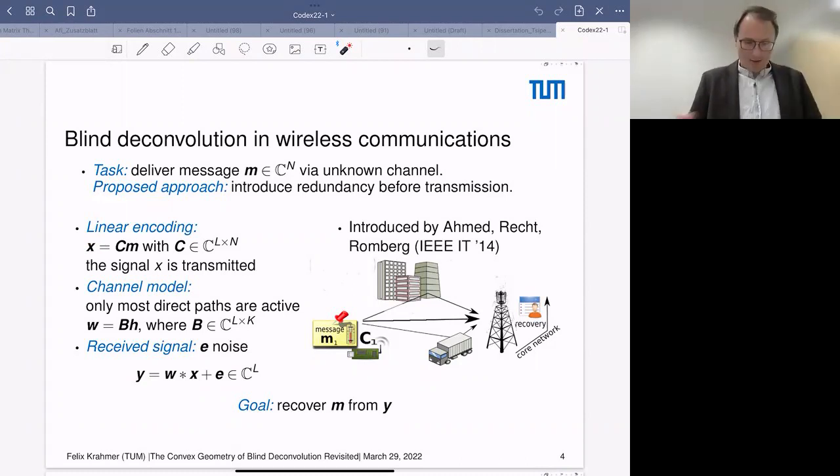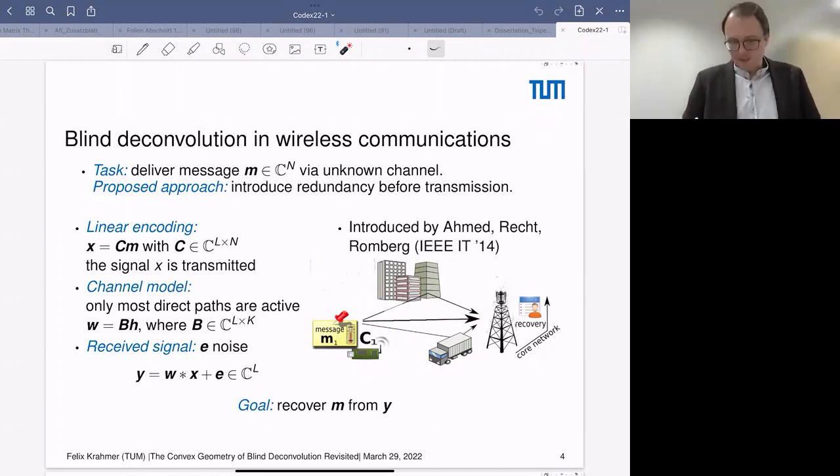We want a convolution. So in the end, we have a convolution of, again, some W and some X. But here the W represents the channel. So the message is going directly from the sender to the receiver, but at the same time, it's also going to these buildings, and it's reflected. We're again having a superposition of different copies of this.